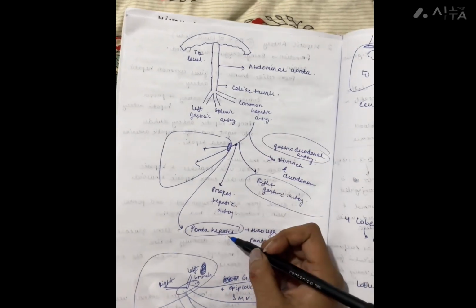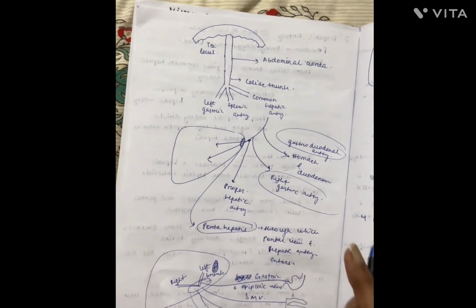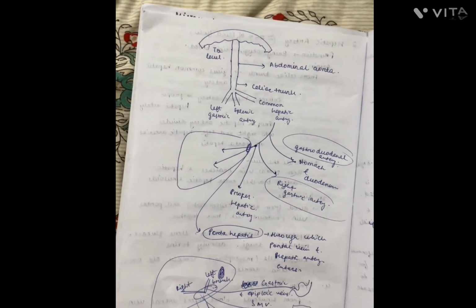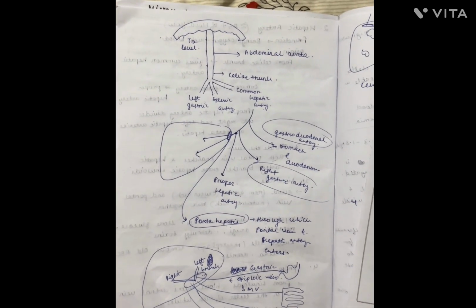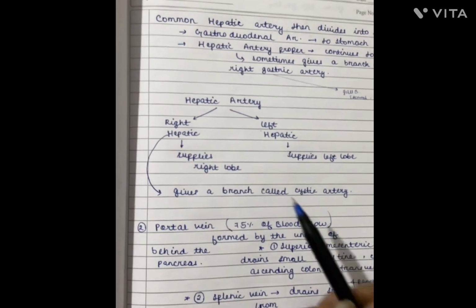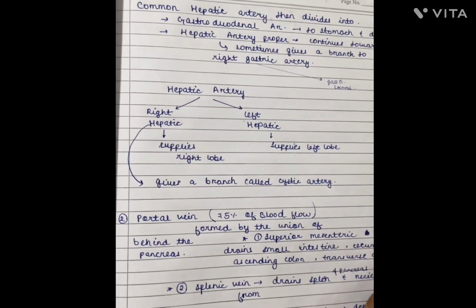After entering the liver, the hepatic artery divides into the right hepatic artery and the left hepatic artery. The right hepatic artery supplies the right lobe of the liver, and the left hepatic artery supplies the left lobe of the liver.